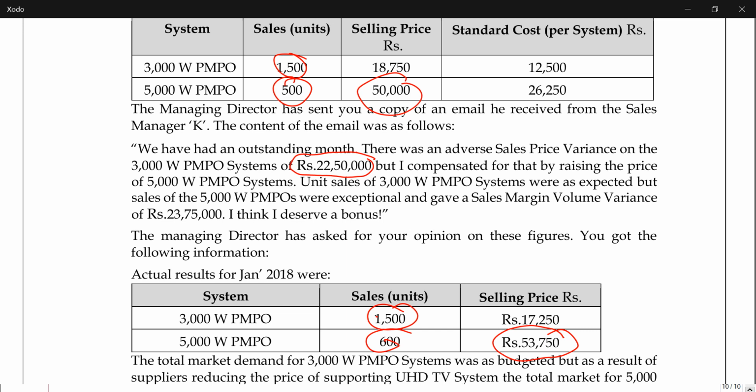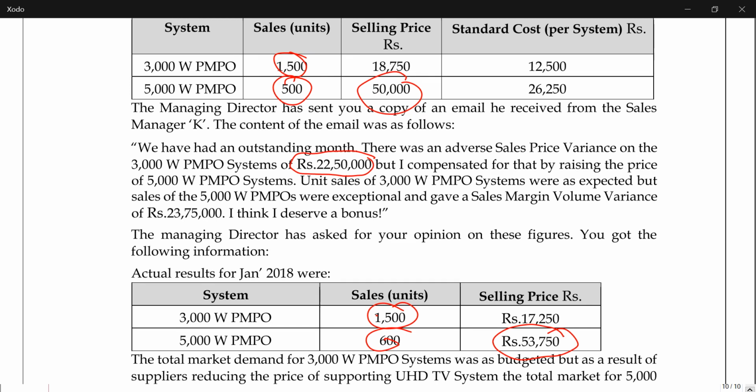If you change the quantity part, that's called as planning variance, sales margin volume variance in bracket planning. If you change the price, sales margin price variance in bracket planning. Clear? Any doubts on this? Anybody has any doubts on this?